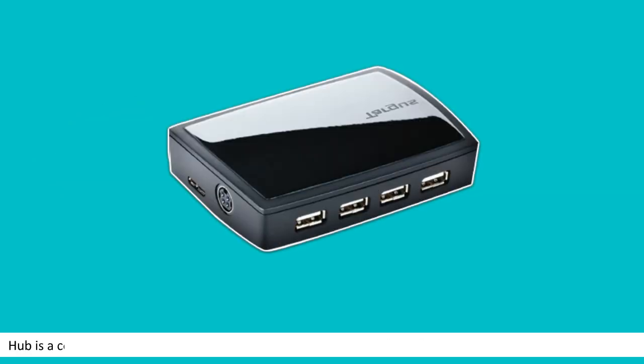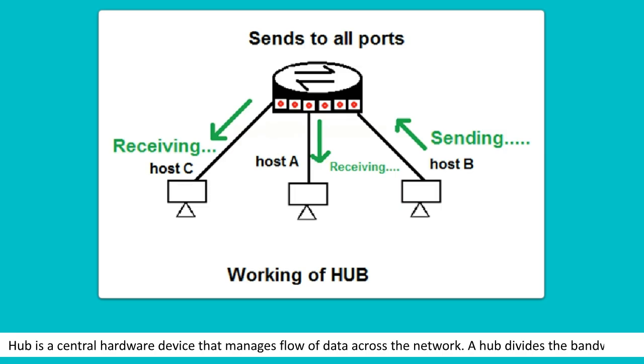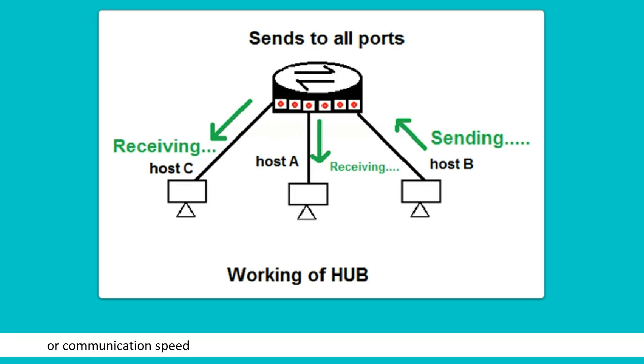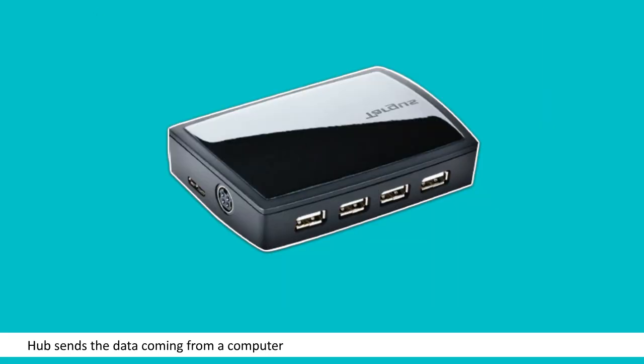Hub. Hub is a central hardware device that manages flow of data across the network. A hub divides the bandwidth or communication speed equally among the connected devices, communicating simultaneously. Hub sends the data coming from a computer to all the devices, while the one for which the data is sent accepts it and other ignores it.